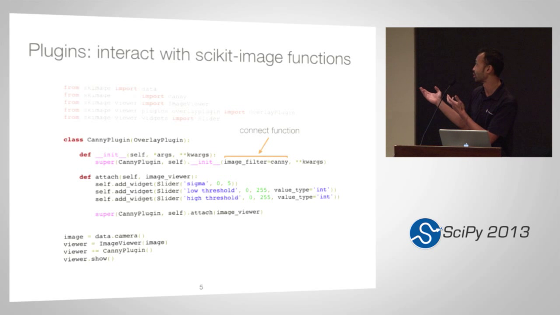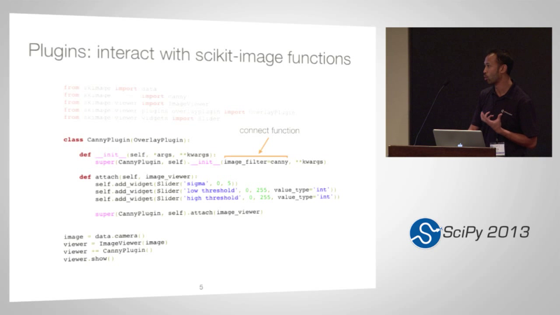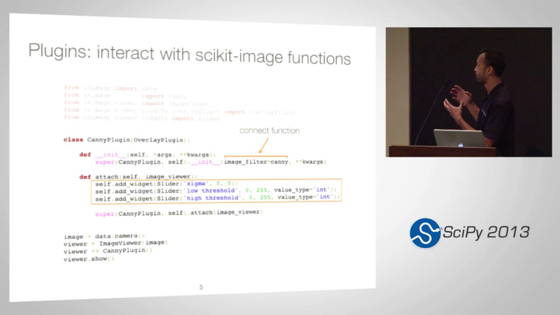So here we're connecting the canny filter to this plugin. And then you connect some widgets in order to control that filter. So the canny filter has a sigma parameter, which you can adjust, and low and high thresholds that you can adjust as well. And there's the connection there. And then you just add this plugin to the viewer. And that's all you need to do in order to interact with this function.